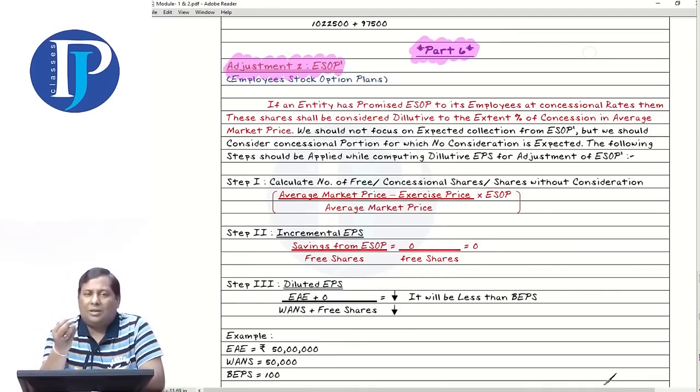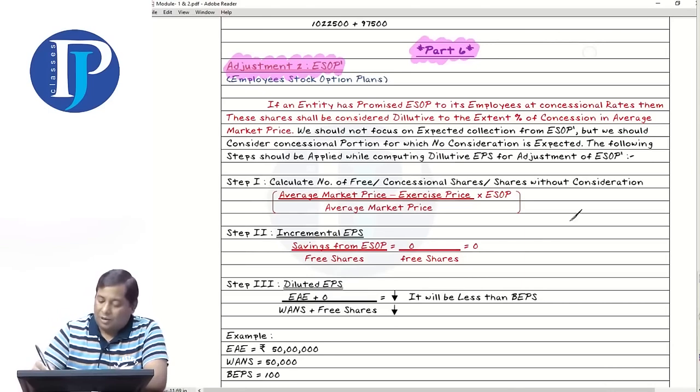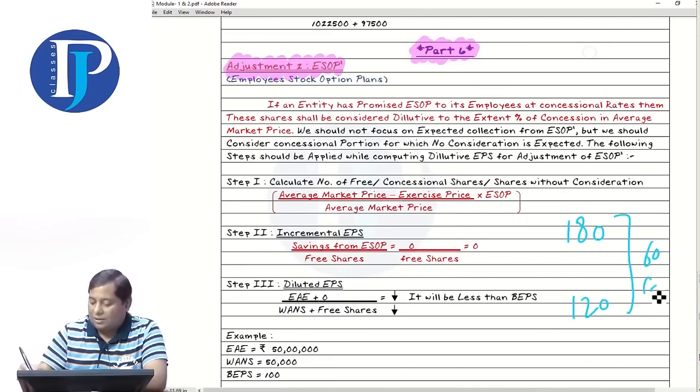I am not going to tell the entire chapter. ESOP is known to all. The company offers cheap shares to employees. The company offers shares at concessional rates to its employees. If a single share costs around 180, while the company is offering it for 120, with a concession of 60 rupees for employees.